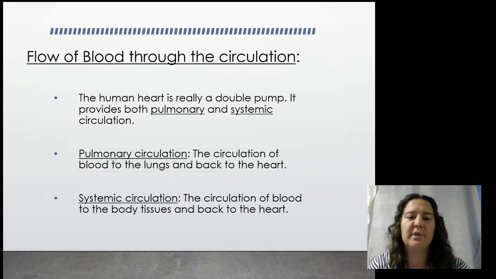So the human heart is really a double pump. So it provides pulmonary circulation and systemic circulation. So the pulmonary circulation comes from the right ventricle and goes to the lungs and then brings that back through the pulmonary veins back to the heart. And then systemic circulation is a circulation of blood from the left ventricle through the aorta to the body, and then through the superior and inferior vena cava back to the right atrium, so back to the heart.